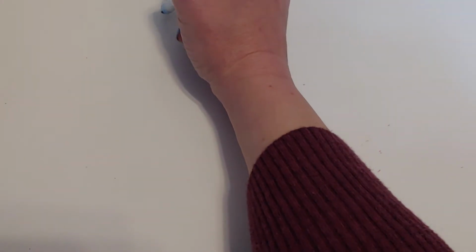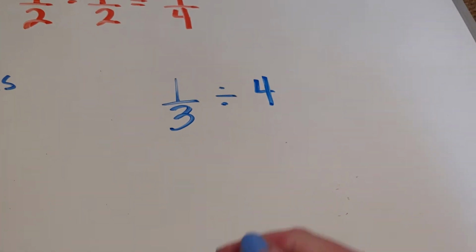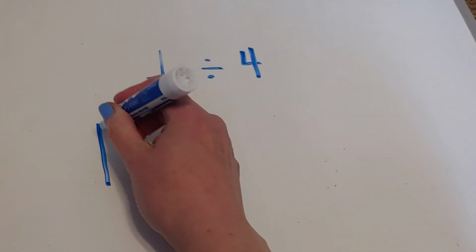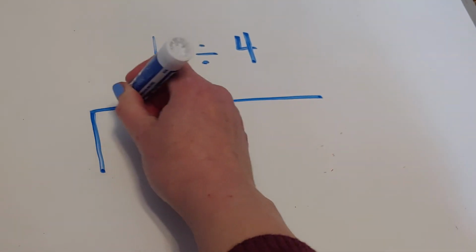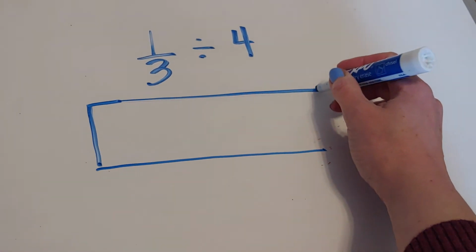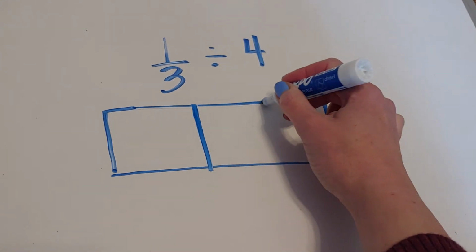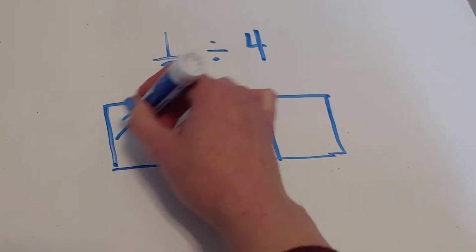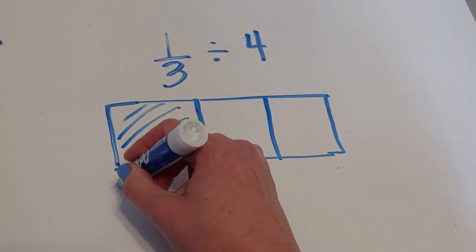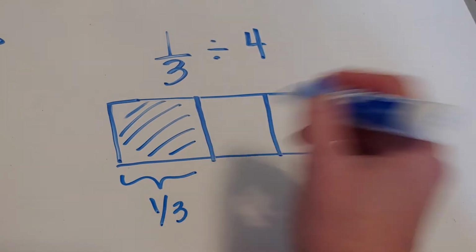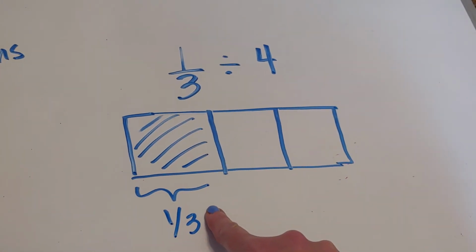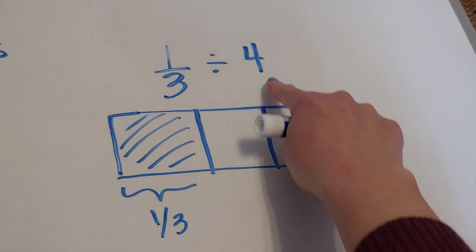So if I did 1/3 divided by 4. Okay, 1/3 divided by 4. So what we're going to do is start off with one whole unit, and I want to represent 1/3. Okay, so this is 1/3. Now I'm going to take this 1/3 and divide it by 4.